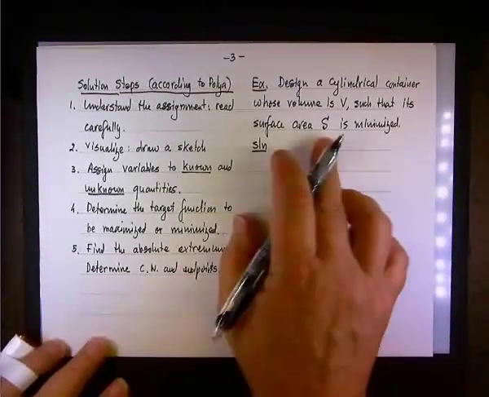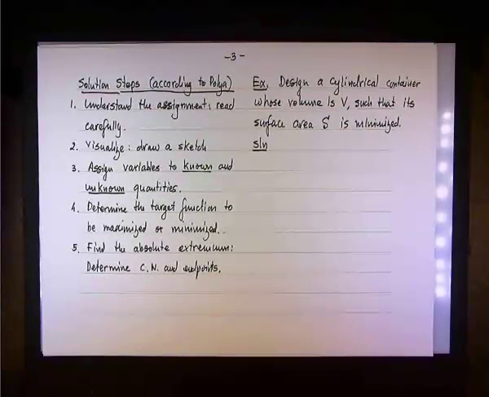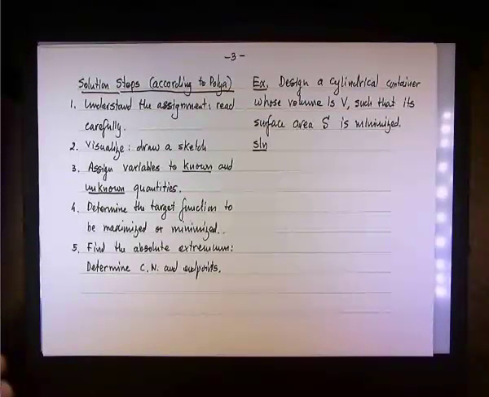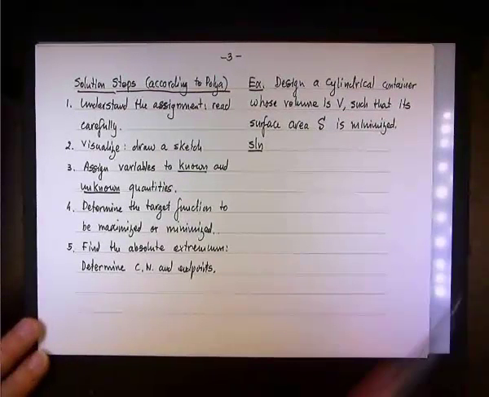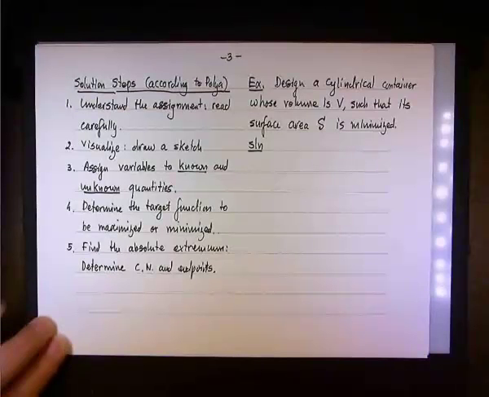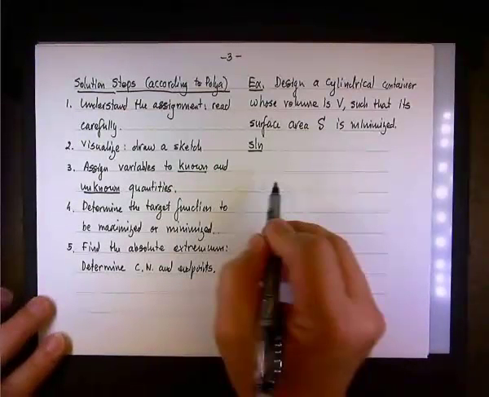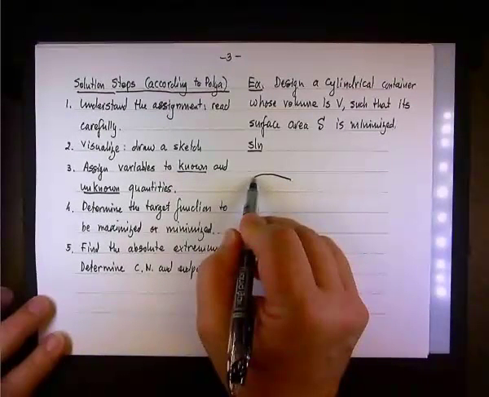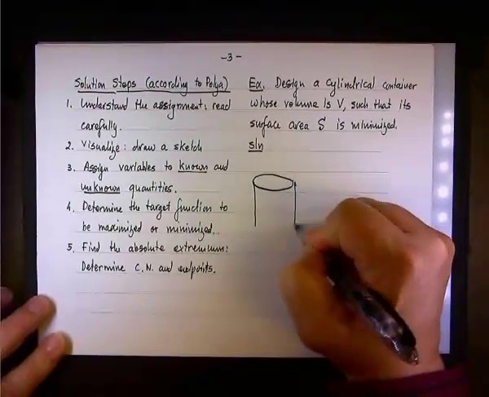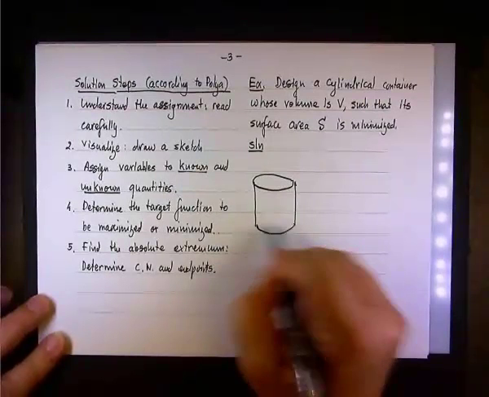So really, the one quantity we know is V. When we design a cylindrical container like that, we need to know two things. We need to know its radius, and we need to know its height, right? Because this is what a cylindrical container is. So let's sketch a cylindrical container on the side and see what its surface area is made of.